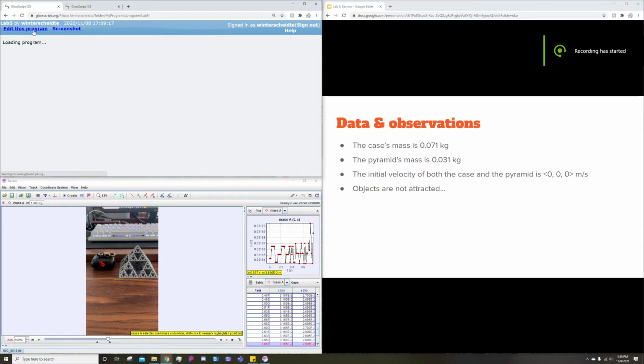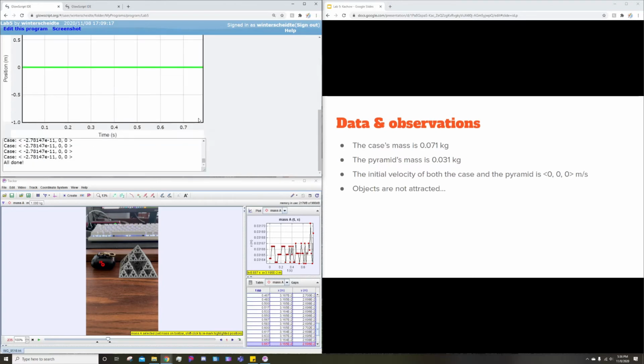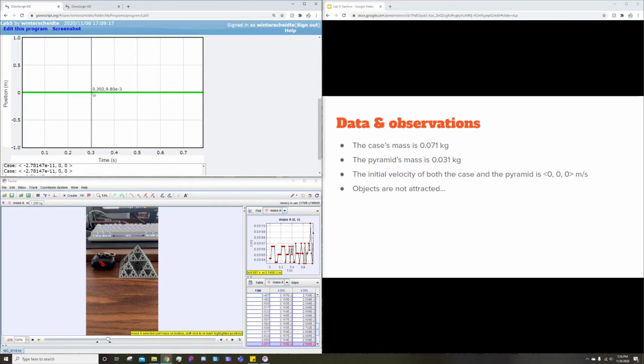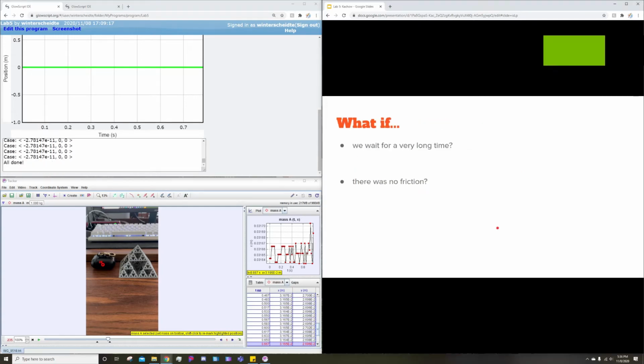When we run the script, we can see, as expected, nothing moves. The position stays constant at 0, and right here is the gravitational force. That also stays constant because nothing is moving, and so it can't change because the gravitational force is dependent on displacement.